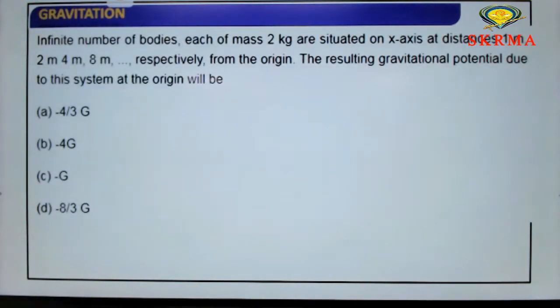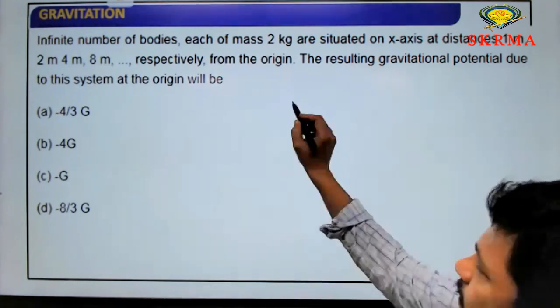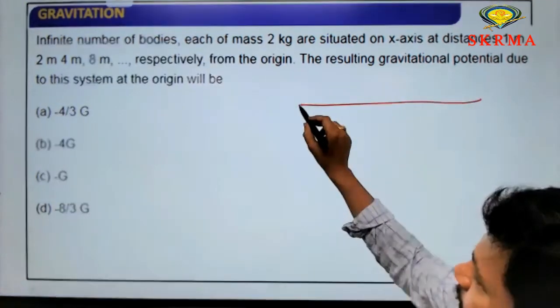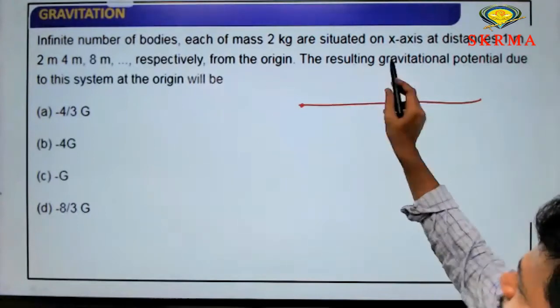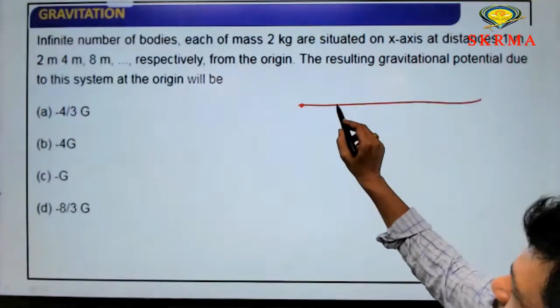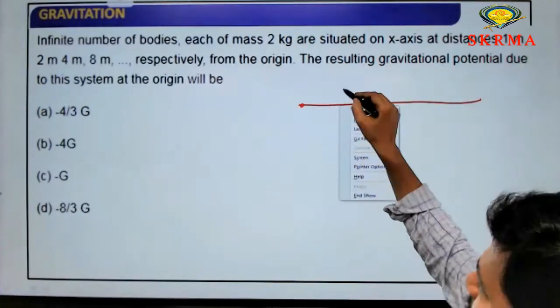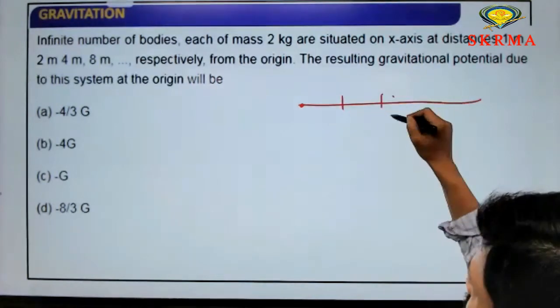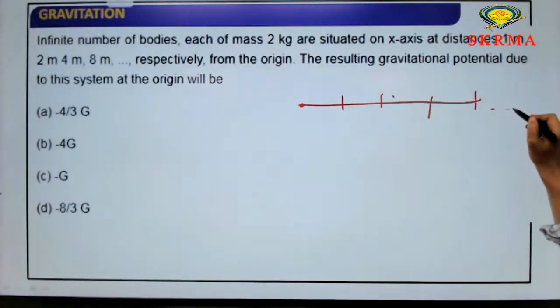Infinite number of bodies, each of mass 2 kg, are situated on the x-axis at distances 1 meter, 2 meters, 4 meters, respectively from the origin. The resulting gravitational force due to this system at the origin is... There are different masses: infinite number of masses, 2 kg each, at 2 meters, at 4 meters, at 8 meters, in this fashion.